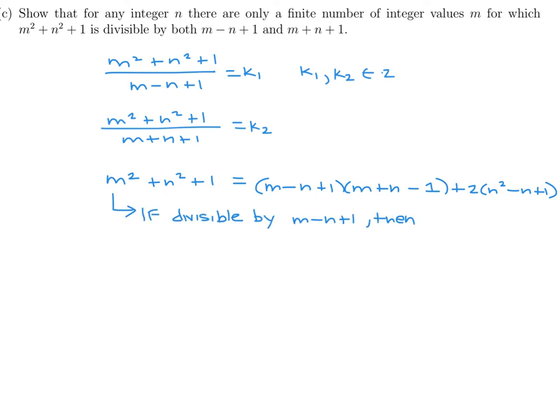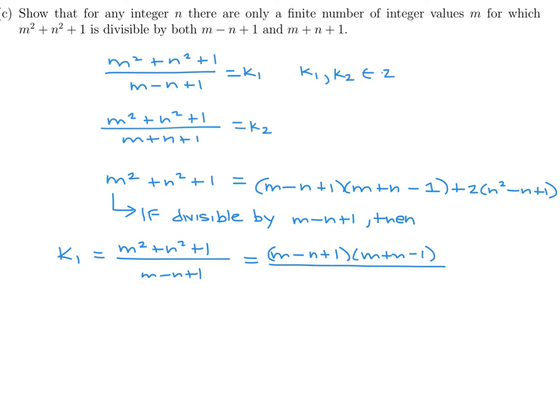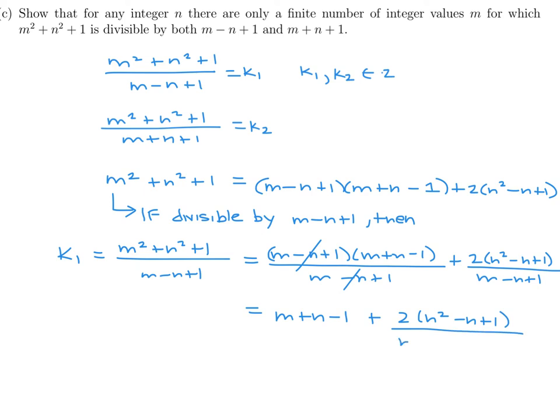Now, if this is divisible by m minus n plus 1, then we can put this over that, and we can expect to get an integer as an answer, so call it k1. But we've modified it to look in a different format. So let's also apply that denominator to that side, m minus n plus 1, m plus n minus 1, put it over m minus n plus 1, and then we'll also do the same here, 2n squared minus n plus 1, all over m minus n plus 1. Well, over here, this cancels with that, so all we're left with is m plus n minus 1, and then 2 times n squared minus n plus 1, all over m minus n plus 1.